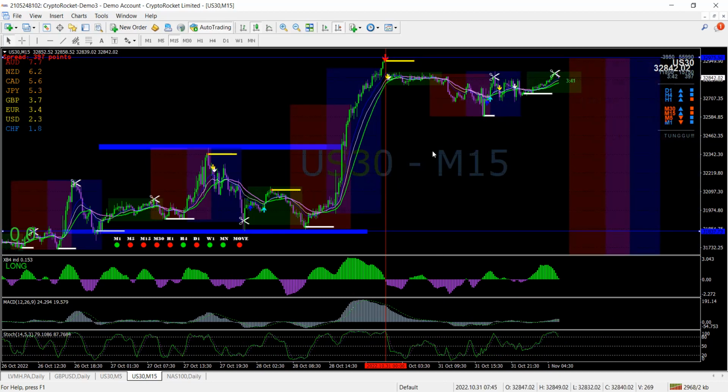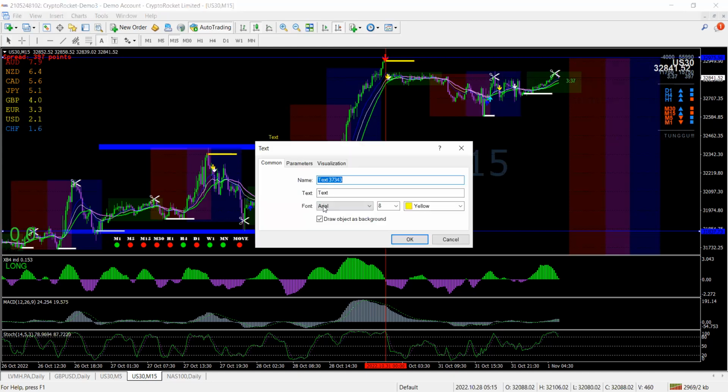So when I'm marking up my chart, I kind of mark up each area. So I'm going to mark up this break of structure, right? I'm going to put BOS right here, just so I know I identified that.